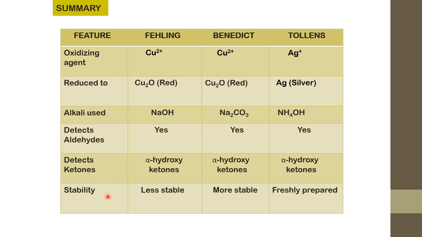And the last one is about stability. Fehling is less stable because, as we already talked about, when you mix Fehling solution A and B, it will form a precipitate. So this is less stable. Benedict is more stable, and it is commonly used in labs, and it is also semi-quantitative. And Tollens reagent should always be prepared freshly whenever you need to use it.